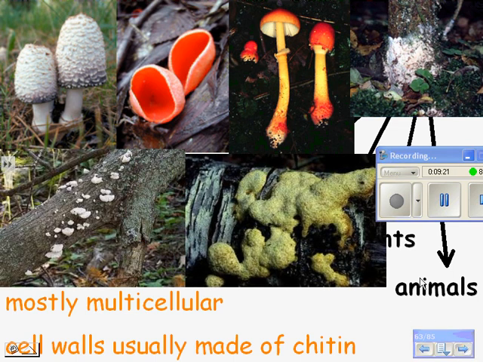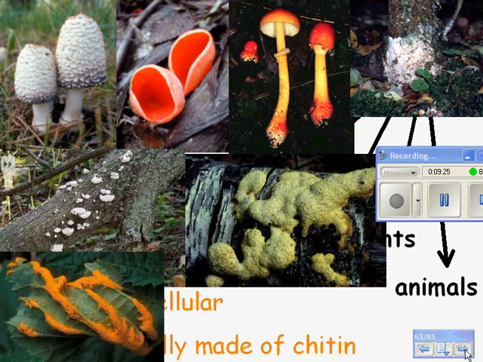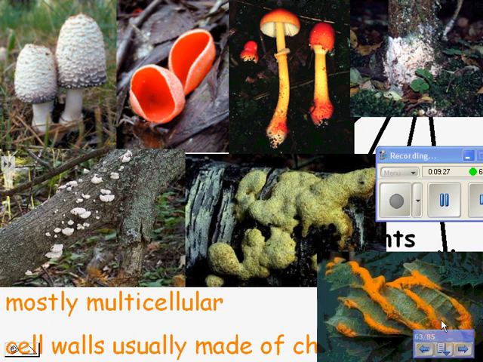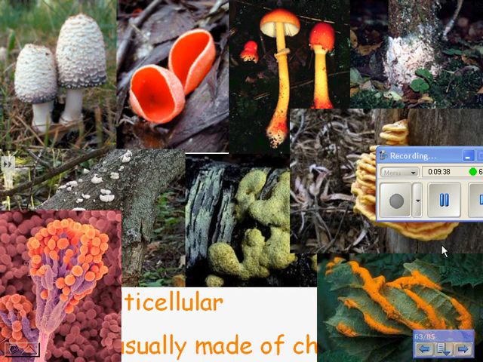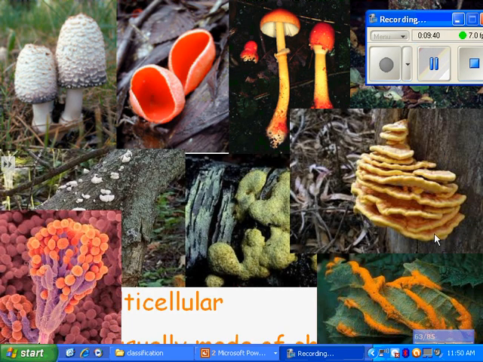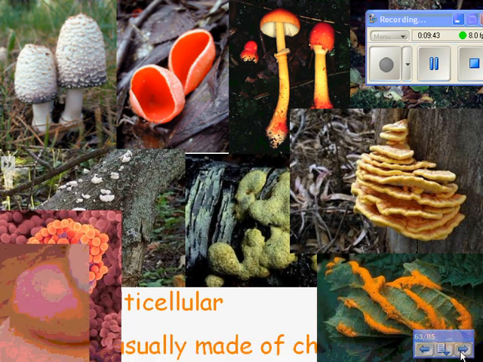This one I think is a slime mold, which some people classify as a fungus and some don't. This is a rust, which is usually classified as a fungus. That one is looking at some type of fungus, but it's looking at it under a microscope, so you wouldn't really be able to see that with the naked eye. And here's one of my favorites, a shelf fungus that grows on trees.